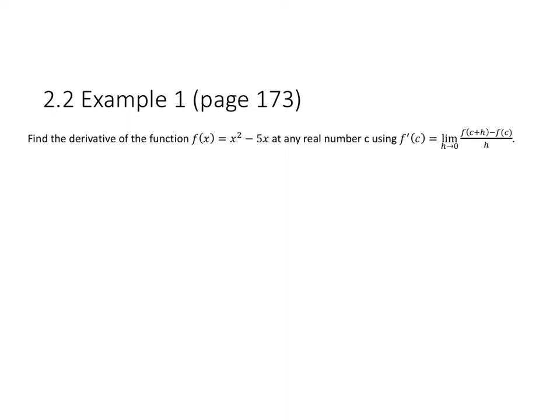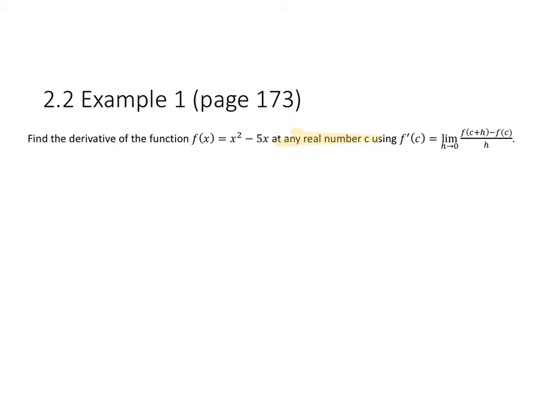Now in example 1 on page 173, we get to demonstrate this equation using a different problem. Notice this question is asking us to find the derivative of a function f of x equals x squared minus 5x at any real number c. Usually, the first ones were asking us to find it at a specific number, a point like x equals 3 or x equals 2. Again, when we have any real number, this other equation is just generally more conducive.